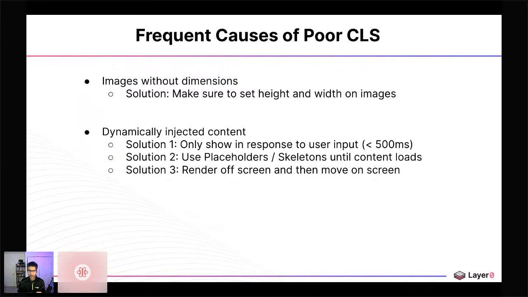The first is only show this content when you know you can render it onto the screen in less than half a second, 500 milliseconds. You're given a 500 millisecond grace period when the user taps on the screen to render content like that, and it won't be counted towards your CLS.